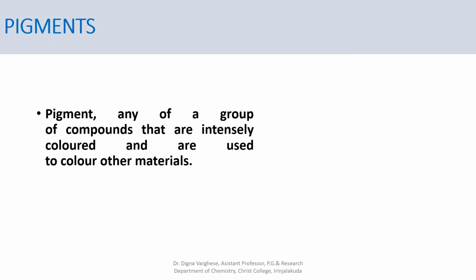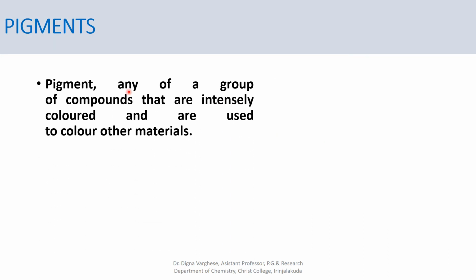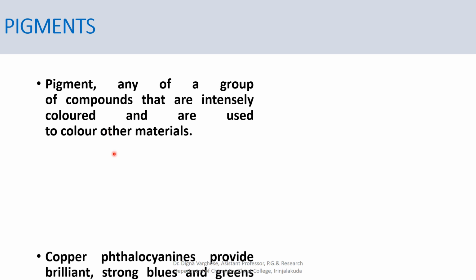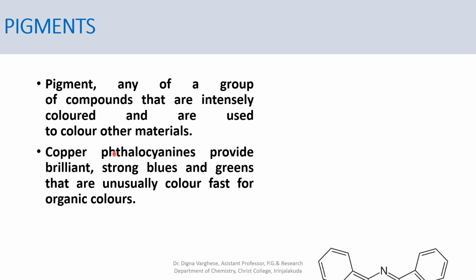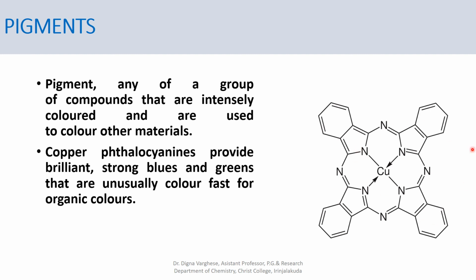Pigments. A pigment is any of a group of compounds that are intensely colored and are used to color other materials. Copper phthalocyanins provide brilliant, strong blues and greens that are unusually colorfast for organic colors. Here a phthalocyanin acts as a pigment. It's a copper phthalocyanin.